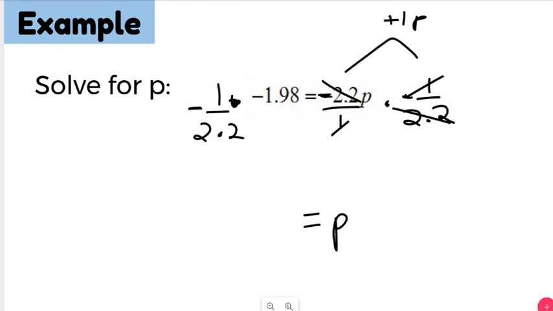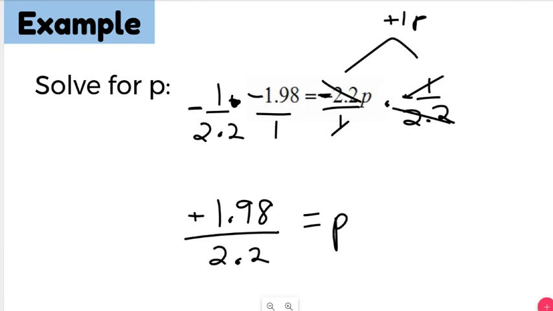Now again, I have a negative times a negative, which becomes positive. And when I make these both fractions and multiply, I get positive 1.98 over 2.2. So again, don't let these positives and negatives get you stuck. Negative times a negative equals positive. That handles the sign, and then I just multiply across. Now I just plug into my calculator: 1.98 divided by 2.2.